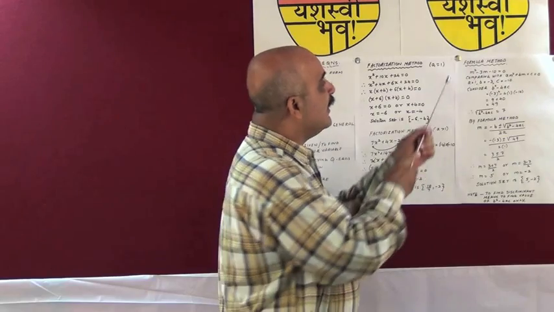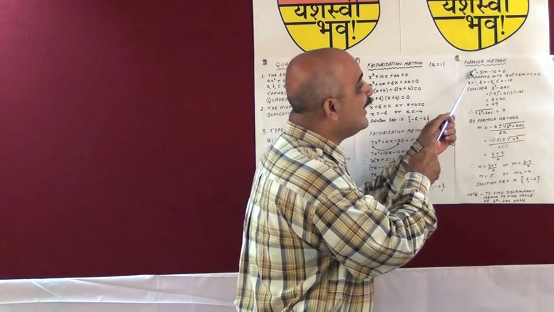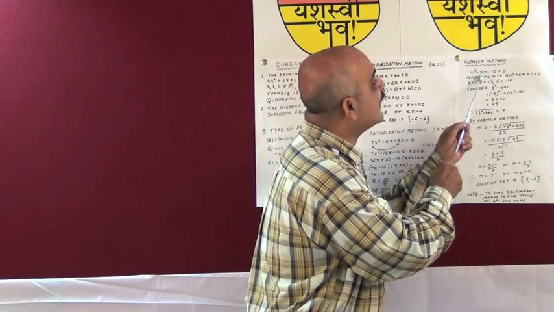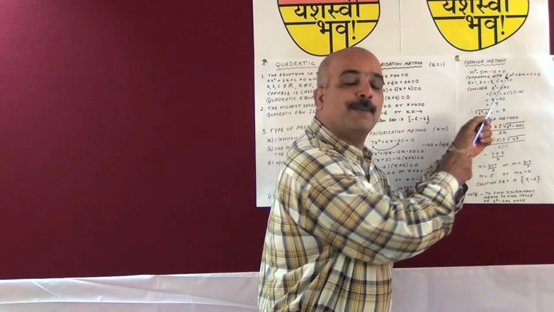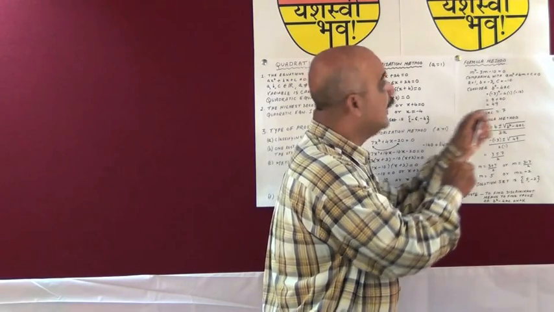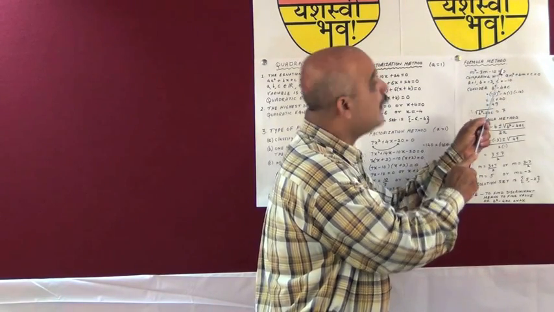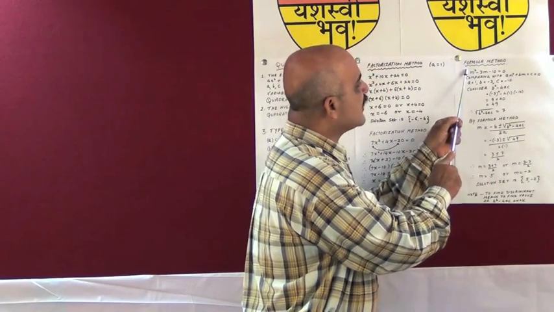But what happens is, if the question says in terms of n, you cannot write it in terms of x. So please remember that you don't commit this mistake. If the question says n, you write n here. If the question says x, you write x here.